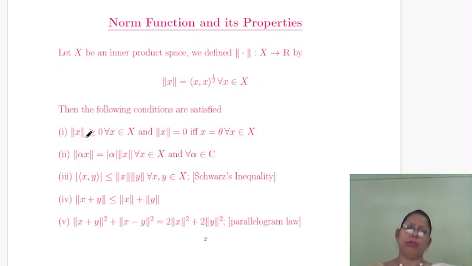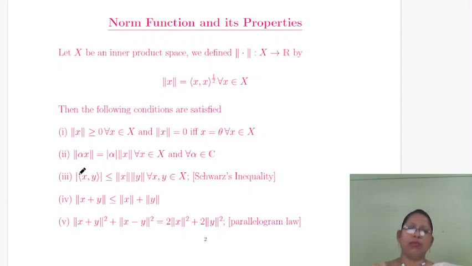Number one, norm of x is greater than or equal to 0 for all x belongs to X. Norm of x is equal to 0 if and only if x is equal to theta, for all x belongs to X. Next property, norm of alpha x is equal to modulus of alpha times norm of x, for all x belongs to X and alpha belongs to C.